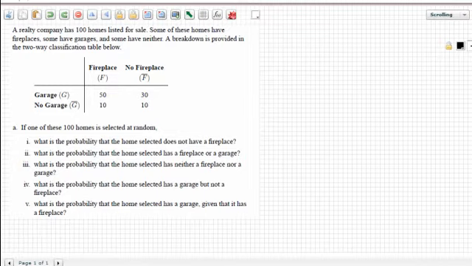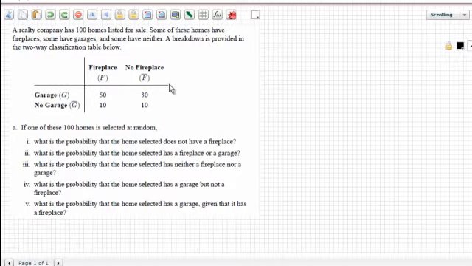Hello everyone. So today we're gonna be doing a question that deals with probability. Let's go ahead and read the question. It says that there's 100 homes. There's a real estate company, and they have 100 homes. Some of these homes have fireplaces, some of them have garages, and some of them have neither.